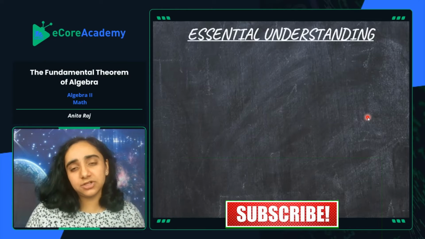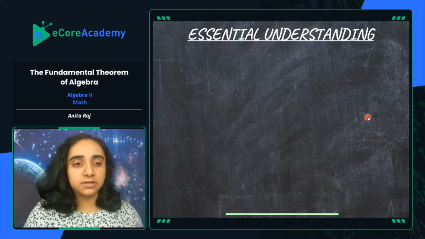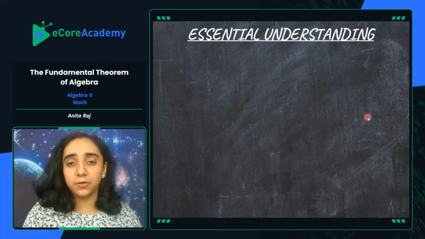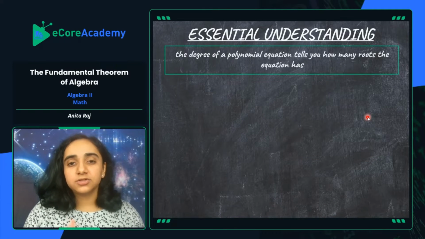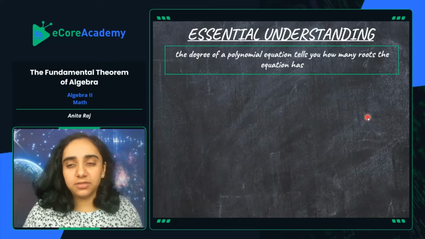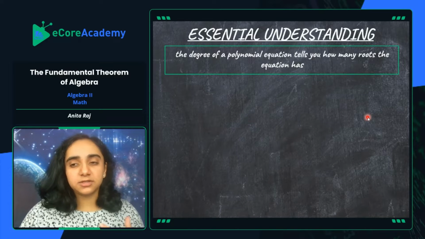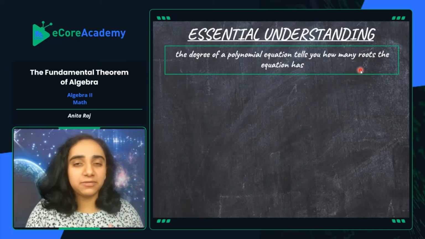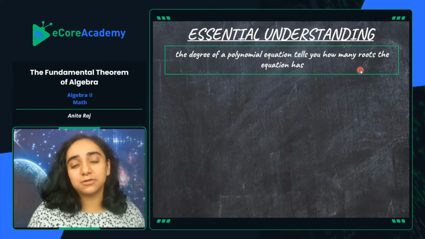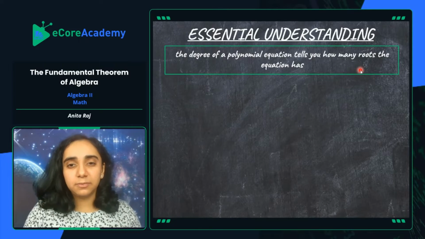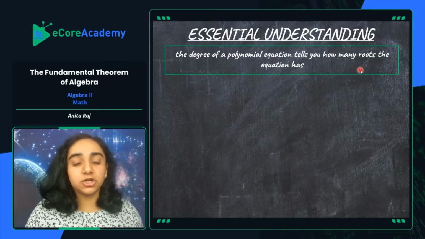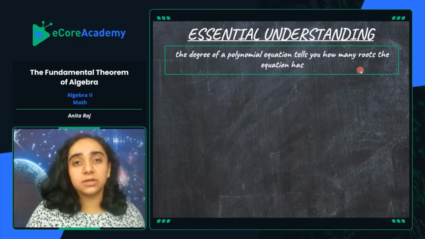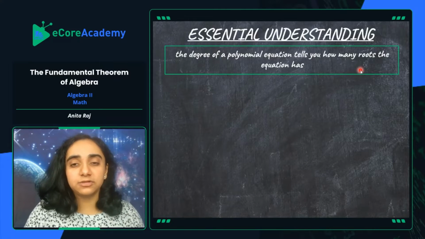Let's jump into an essential understanding of what the concept is. The topic of the video is again the fundamental theorem of algebra. So what we're doing essentially in this process, this is put in pretty much layman's terms. This is not the super fancy mathematical way that the textbook puts it, but I will show you that on the next slide. But simply put, this theorem is where you're using the degree of a polynomial equation, and this degree is going to tell you how many roots the equation has.